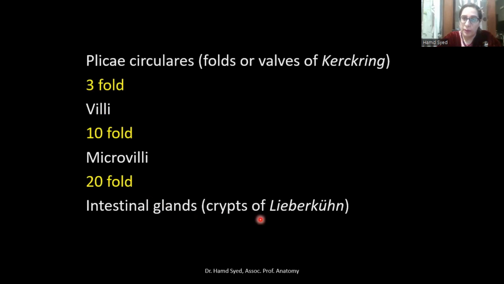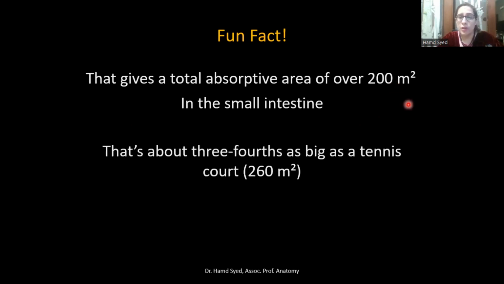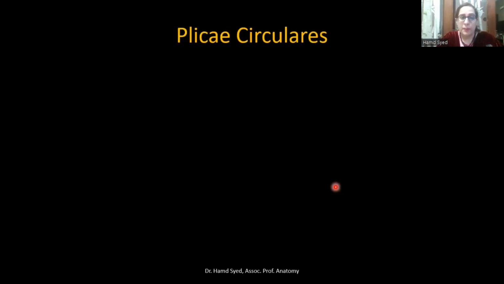crypts of Lieberkühn. So when we combine all of these different factors, this gives us a total absorptive area of over 200 meters square in the small intestine. And this area is so large, so massive, that it can be compared to about 3/4 the size of a tennis court. If you would be able to spread it out, that's how large it would actually be.